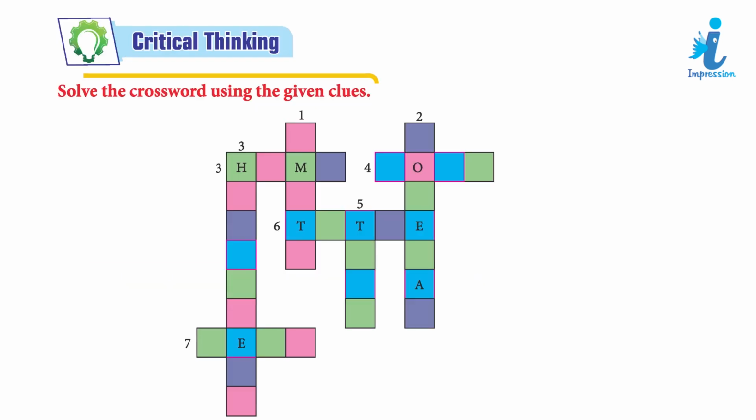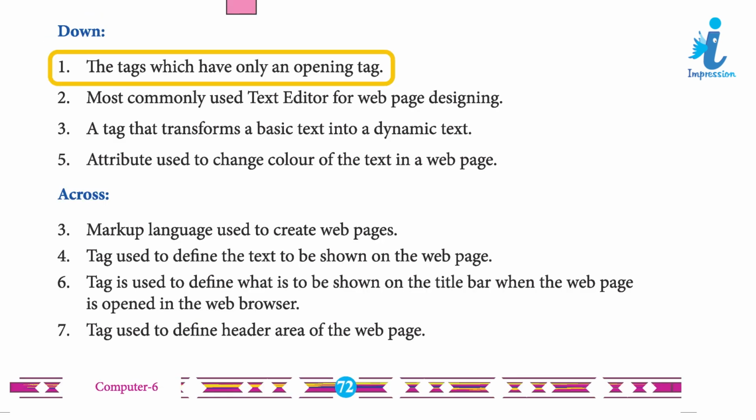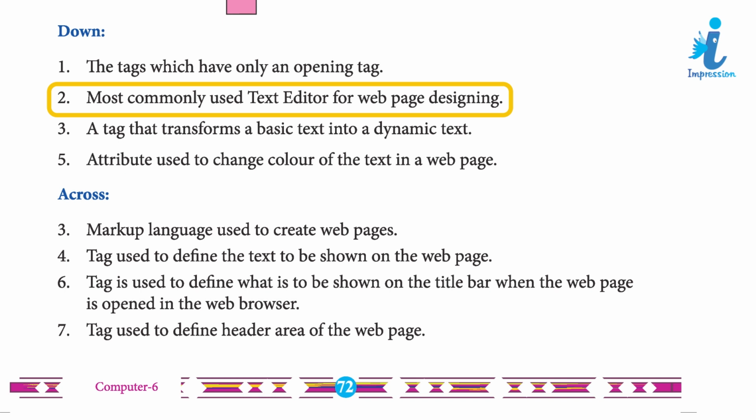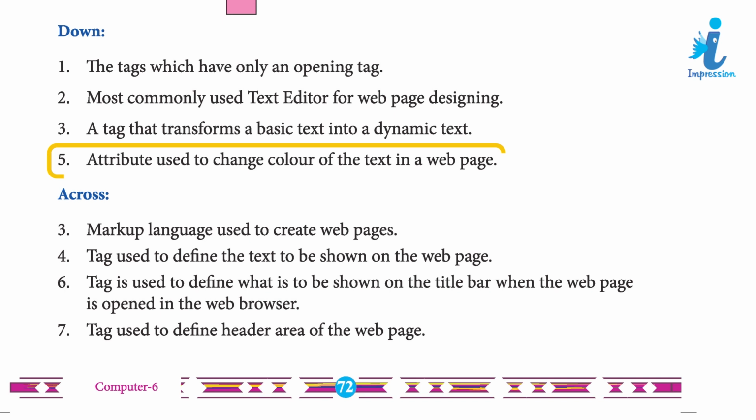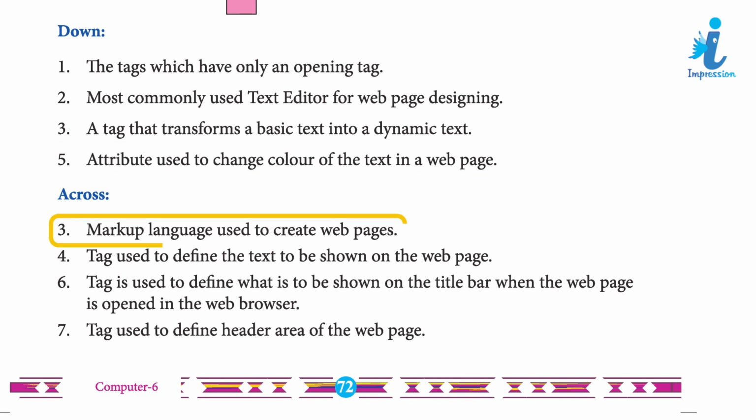Critical thinking. Solve the crossword using the given clues. Down. 1. The tags which have only an opening tag. Answer empty. 2. Most commonly used text editor for web page designing. Answer Notepad. 3. A tag that transforms a basic text into a dynamic text. Answer hypertext. 5. Attribute used to change color of the text in a web page. Answer tag.